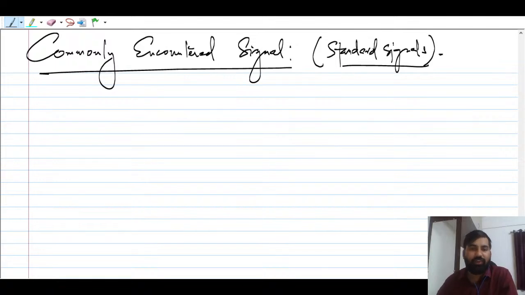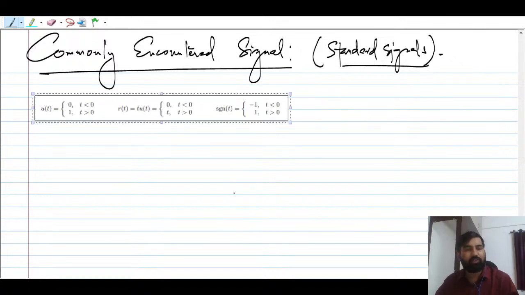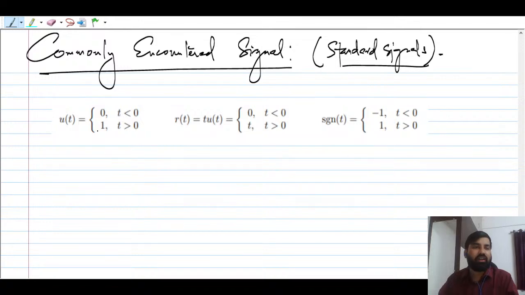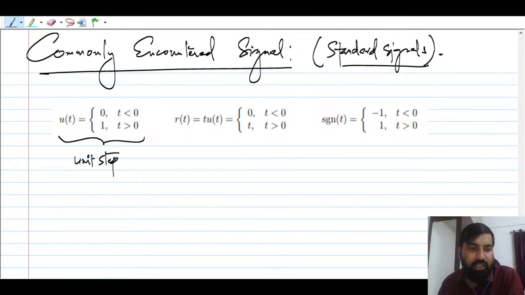So the very first definition that I will be writing here is this. You just remember the formal definition of them. These are the commonly encountered signals. You see here, we call this the unit step function, right? What do we call it? Unit step function. This is very, very important, and it is not defined at t equal to 0.